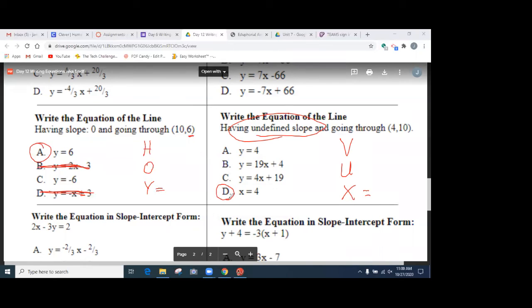Okay. Now, first off, there's a couple of things I want to point out to you. Could you have typed these in and matched that point? Yes, you could have. You still could have typed this in and matched the point. Now, knowing the slope was 0, it couldn't have been these two because it didn't have a 0 right there. It had something else. So you knew it had to be these two.